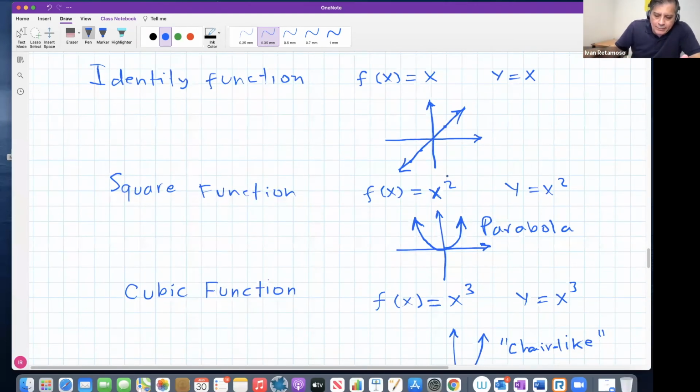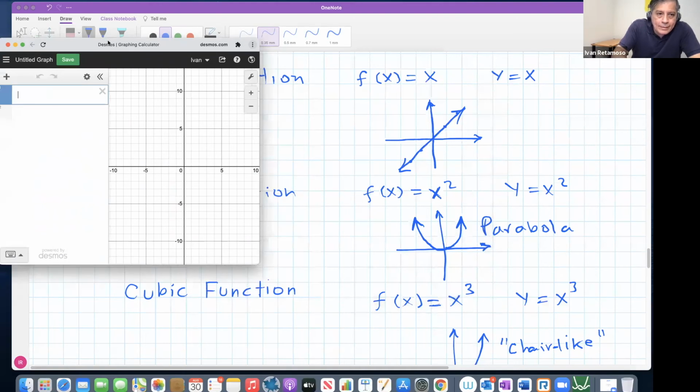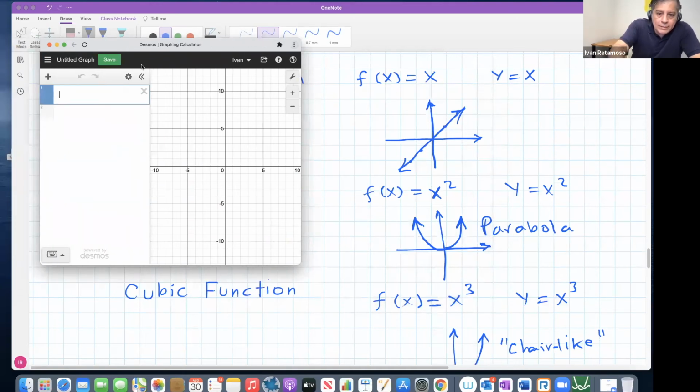Now, Professor, what if I forget? No problem, guys. Remember, I gave you this tool. In case you are not sure about the shape of a graph, use this Desmos basic graphing calculator. Look, that shows the graph of the identity function y equal x, right?